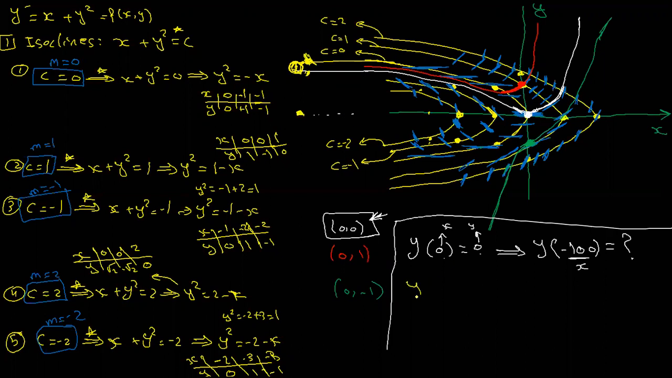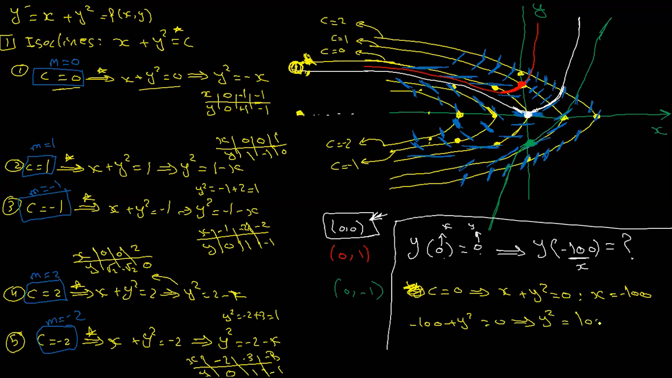So now I'm going to choose c equals 0. Where is c equals 0? It's here, and the curve is like this. So x plus y squared equals 0, such that my x is negative 100. That will give me negative 100 plus y squared equals 0. I move the negative 100, so y squared equals 100. So y has two different values, maybe positive 10 or maybe negative 10.